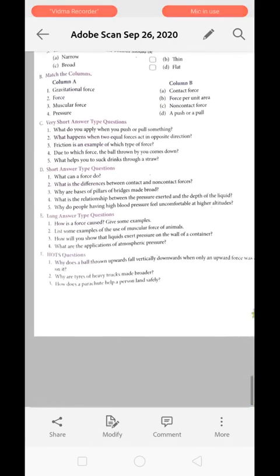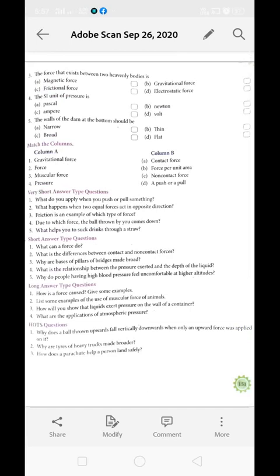Correct. Now, very short answer type of questions. What do you apply when you push or pull something? We apply force. Next question, what happens when two equal forces act in opposite directions? When two equal forces act in opposite directions, the final resultant force will be 0. It means the object will not move from its place. Next, friction is an example of which type of force? Friction is a type of contact force.